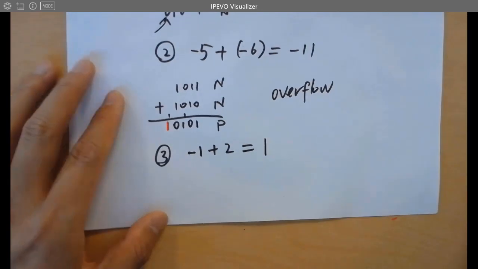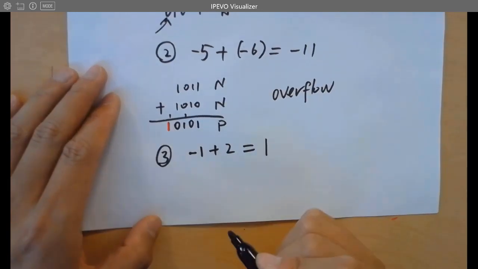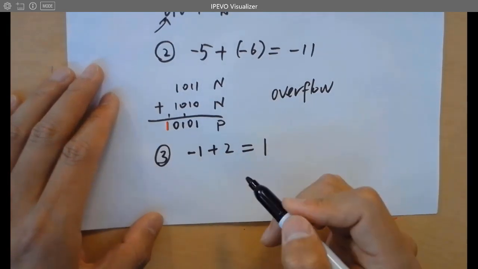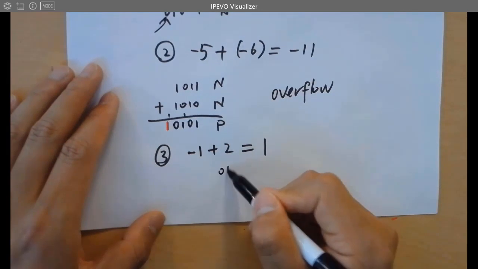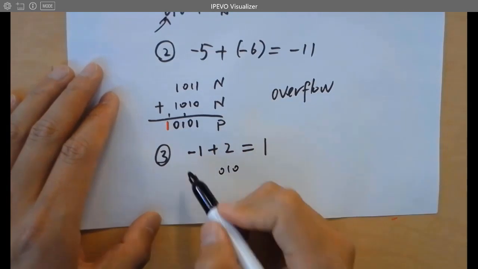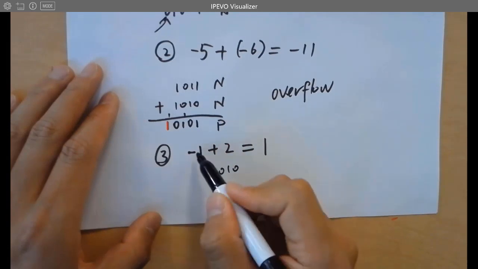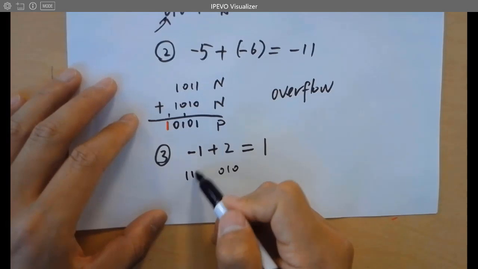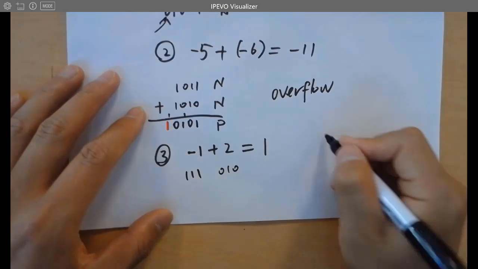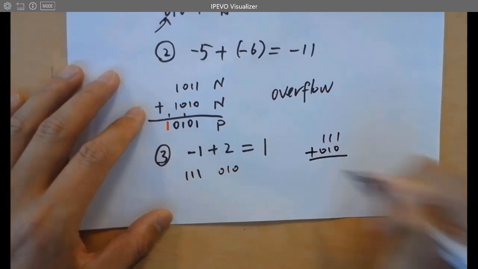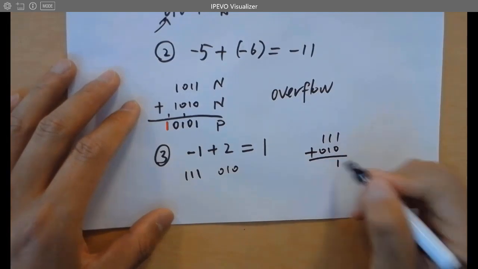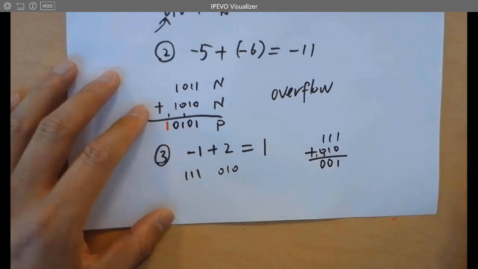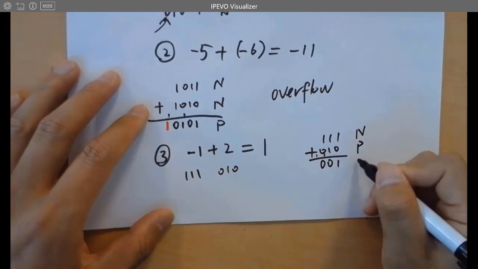That's 1, right? So what is -1? Yeah, what is 2? What is 2 in 2's complement? 0, 1, 0. What is -1? If you have 3 bits here, you have 3 bits here as well, right? Just keep it consistent. So 1, 1, 1 plus 0, 1, 0, you're getting 1, 0, 0. So which is N plus P, you got a P.